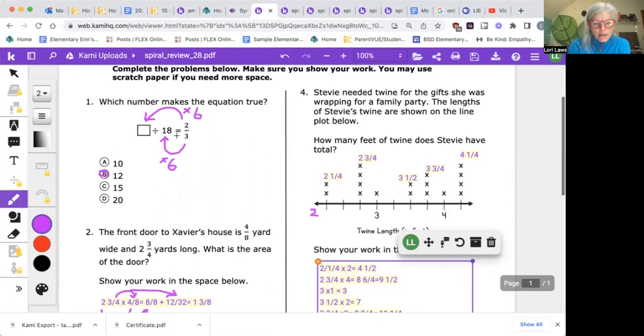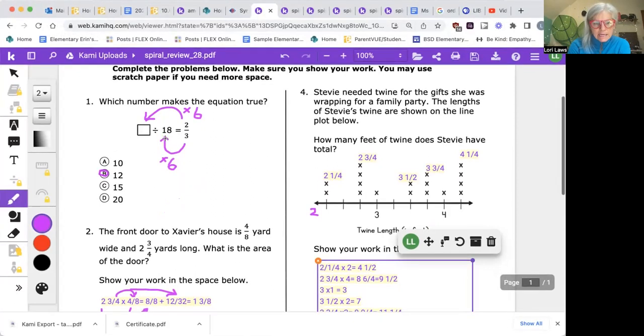Well, to get to 18, so you know that this number divided by 18 equals 2/3. So 2/3 times 18 will equal this number. So 2 times 18 is 36. 36 divided by 3 is 12.